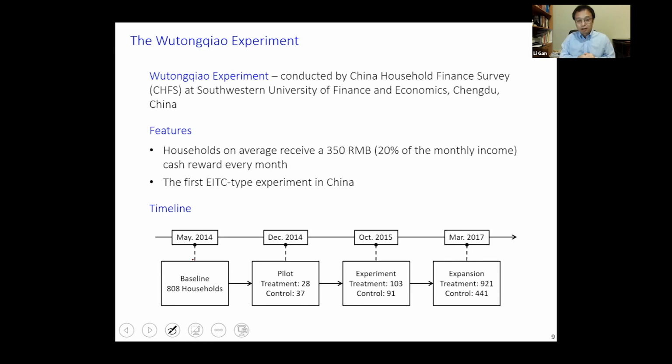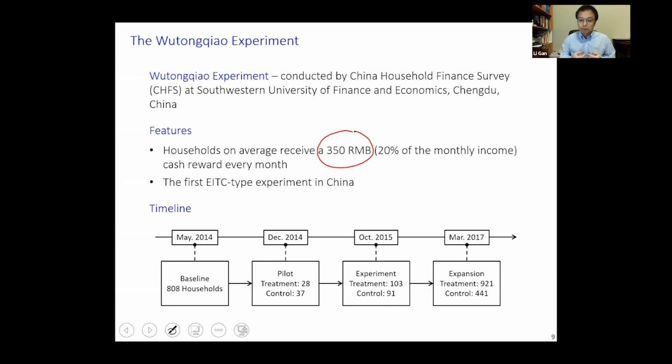So the overall feature is that households on average receive 350 RMB, which is about 20% of their pre-experiment monthly income. This is pretty intensive. The stimulating intensity is pretty high. This is my design; I wanted to give them a little bit more.